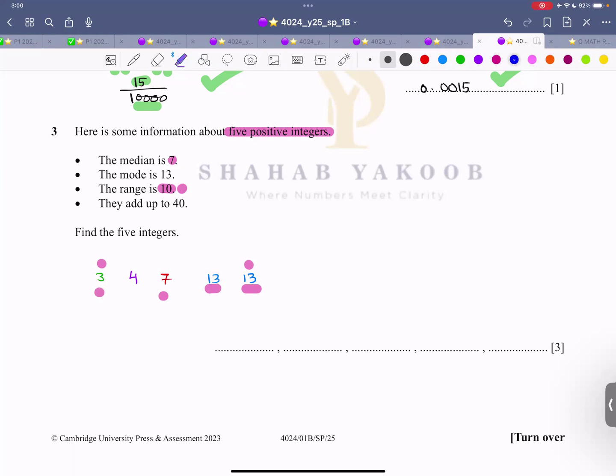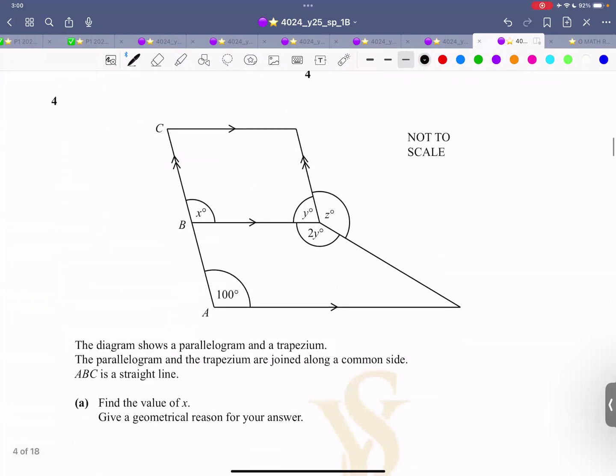Now, let's add it up. 13 plus 13 plus 7 plus 3. How much is that? 26 plus 10, that is 36. So what is left? 4. So therefore, the missing value is 4. And don't forget to write it over here. So that is 3, 4, 7, 13, 13. That's the answer. Question number 4.